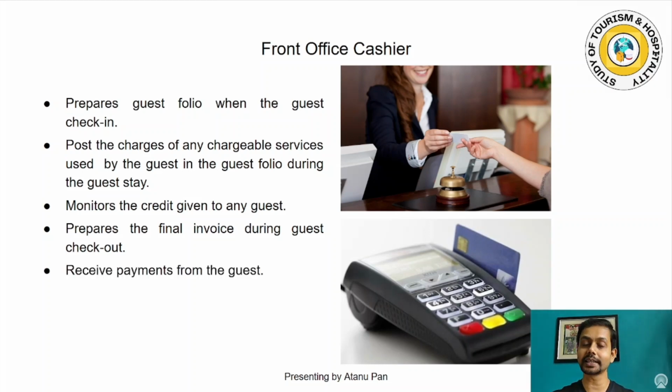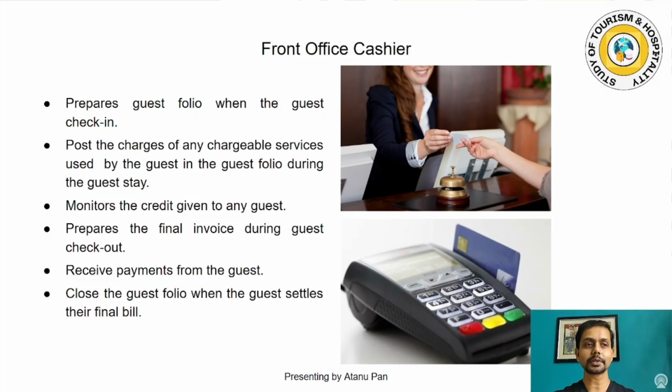Receive payment from the guest during checkout. If there is any due, that payment has to be made by the guest, and that is received by the cashier only. Close the guest folio when the guest settles the final bill. When all the dues have been paid by the guest, now there is nothing to pay. Now this cashier will be closing the deal, or you can say closing the guest folio. All right.